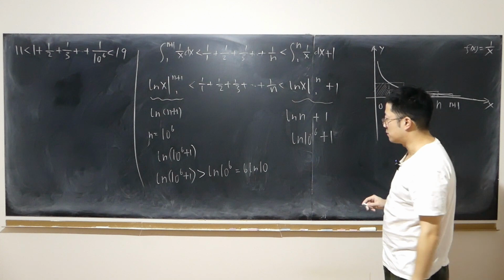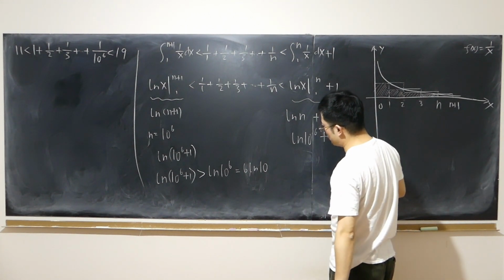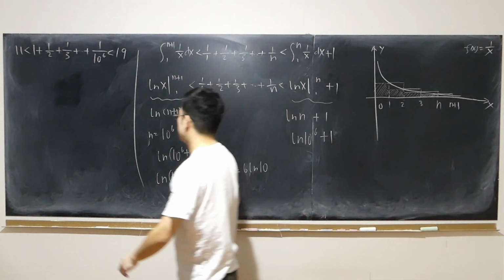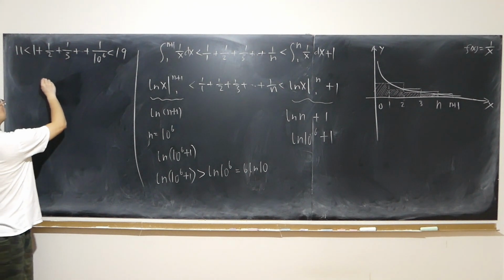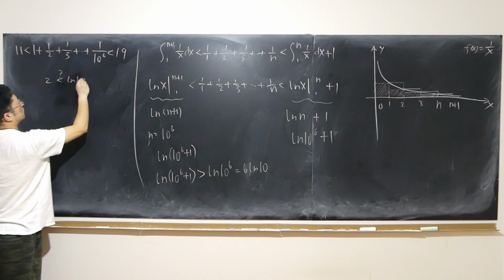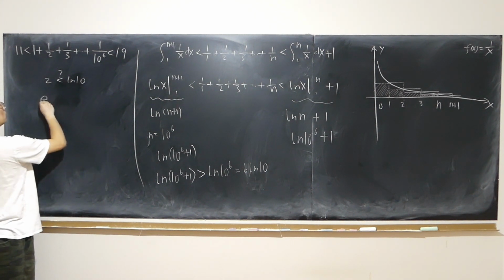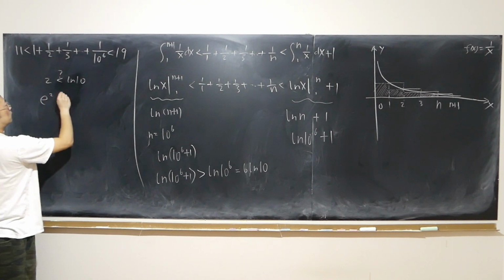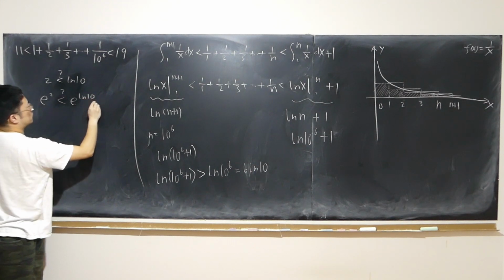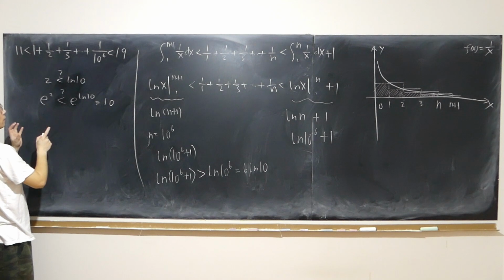Can I make it further smaller? Can I replace log 10 with 2? Is 2 smaller than log 10? I ask this question, is 2 smaller than log 10? Okay. In other words, if I take e to the 2, is e to the 2 less than e to the log 10, which is just 10? Is e to the 2 less than 10?